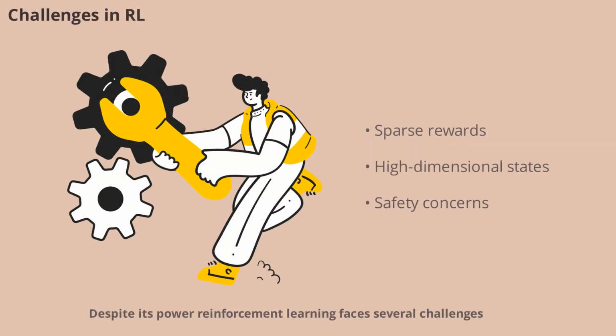Despite its power, reinforcement learning faces several challenges. These include sparse rewards, where feedback is infrequent, high-dimensional state spaces, which make learning slow, and safety concerns, especially in real-world applications. Researchers are actively working to address these issues.